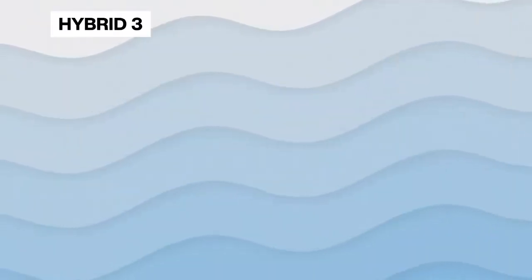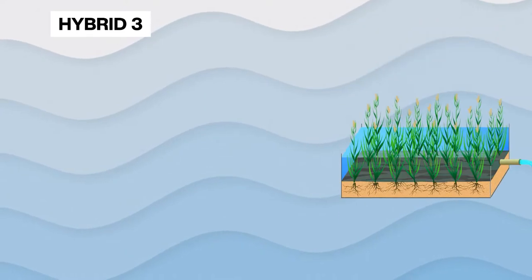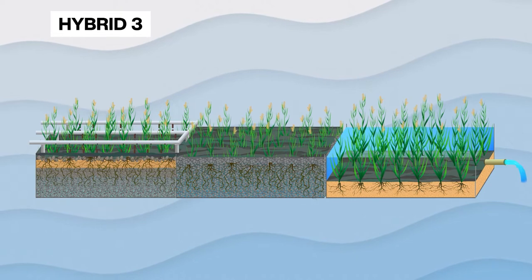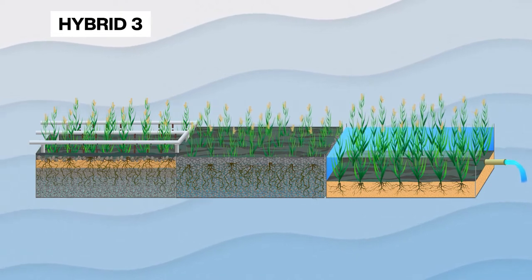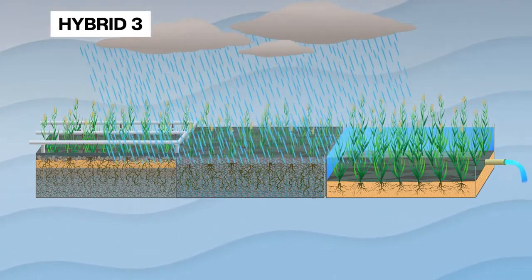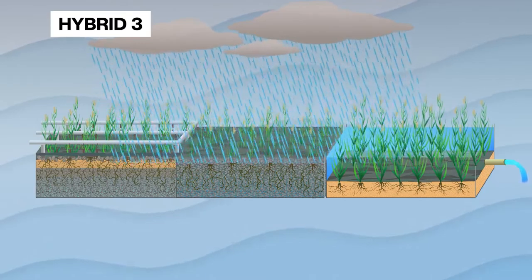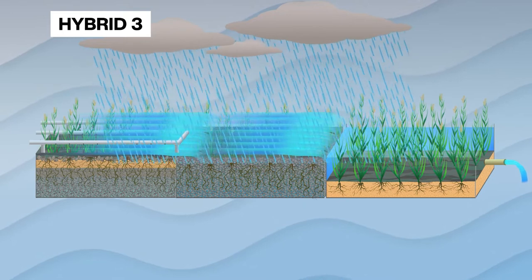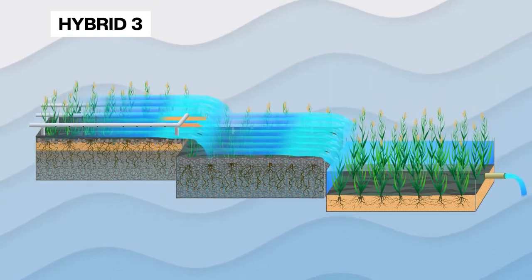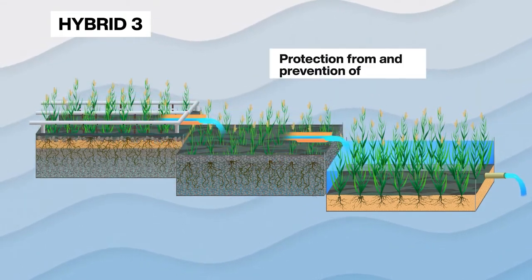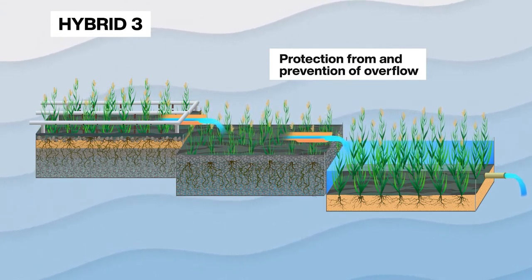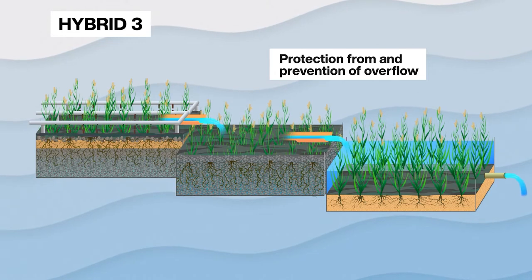Exactly. The third hybrid. Constructed wetlands of the first, second and third type are connected in a row. For what purpose, Miss Doolittle? During rainy season, this kind of system can protect both of the subsurface flow constructed wetlands from overflowing. Excess water is redirected through a bypass pipe into the surface flow constructed wetland, which can withstand an extra hydraulic load.